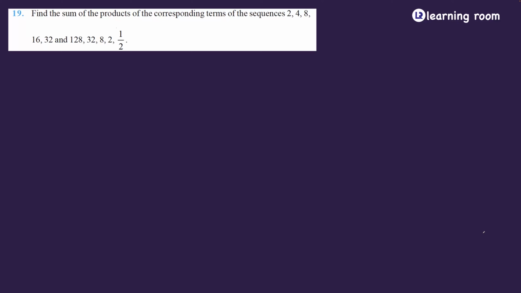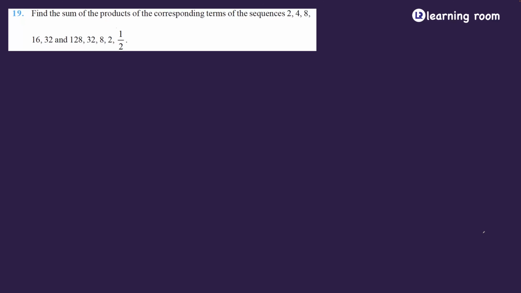Read the question carefully. Find the sum of the products of the corresponding terms of two sequences. So, what is the first term of the first sequence? 2. What is the first term of the second sequence? 128. Basically, 128 is 2 power 7. So 2 into 128 is 2 power 8.